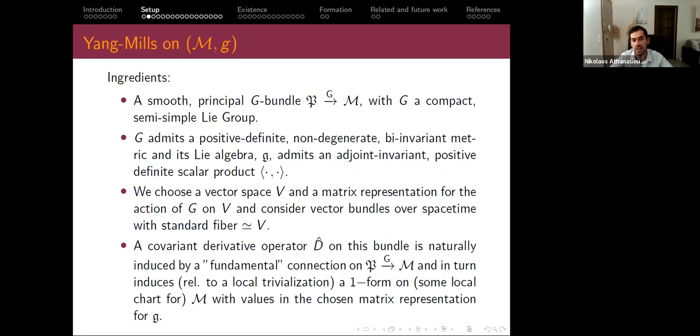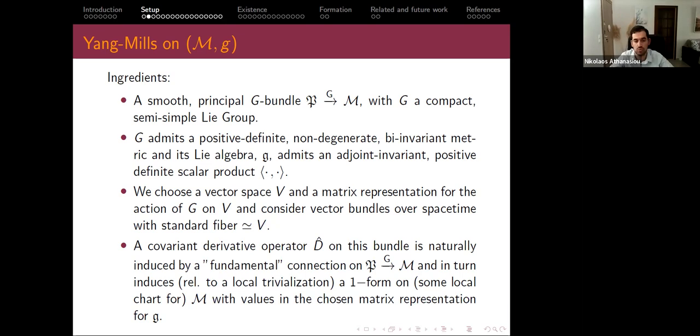This implies that G, the Lie group, admits a positive definite, non-degenerate and bi-invariant metric, and the group's Lie algebra admits an adjoint-invariant positive definite scalar product. The way we proceed here is we choose a vector space V and a matrix representation for the action of G on V, and we consider associated vector bundles over the spacetime with standard fiber isomorphic to the vector space V. Now, cross sections of these vector bundles correspond to various fields whose dynamics we want to discuss.